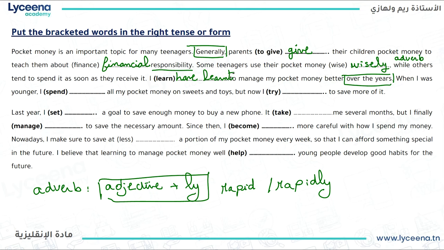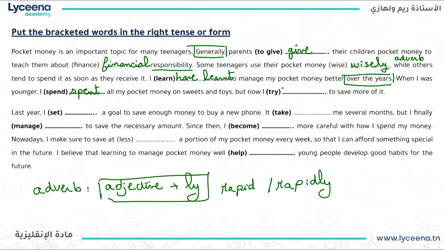When I was younger, I spent all my pocket money on sweets and toys. But now I try to save more of it. So here he talked about something that happened when he was younger. So we talk about the past. When I was younger, I spent. Or here we can say I used to spend because it's a habit in the past. So the simple past of spend is spent. It is irregular. I spent all my pocket money on sweets and toys.